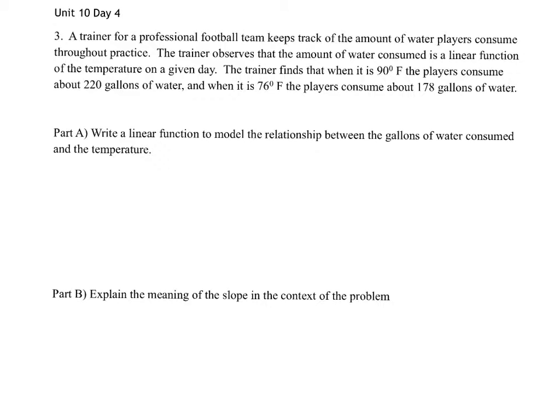It says a trainer for a professional football team keeps track of the amount of water players consume throughout practice. The trainer observes the amount of water consumed as a linear function of the temperature of that day. The trainer finds that when it's 90 degrees out, the players consume 220 gallons of water. So when it's 90 degrees out on this certain day, they consumed about 220 gallons of water. When it was 76 degrees out, they consumed 178 gallons of water.